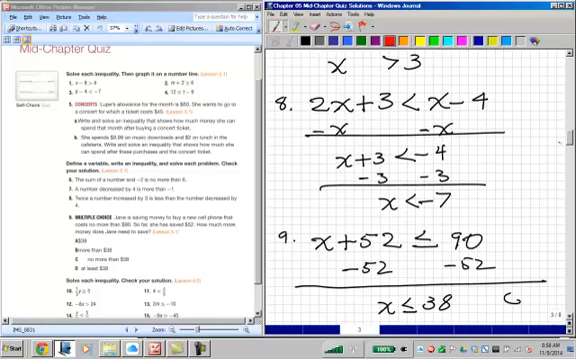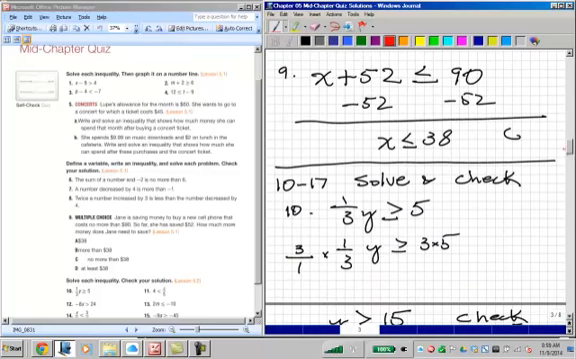8. Twice a number increased by 3 is less than the number decreased by 4. Twice the number increased by 3 is less than the number, the same x, the same unknown, minus 4. Subtract x from both sides. You get x plus 3 is less than negative 4. Subtract 3 from both sides. If you do this all in one step, I don't care. X is less than negative 7.